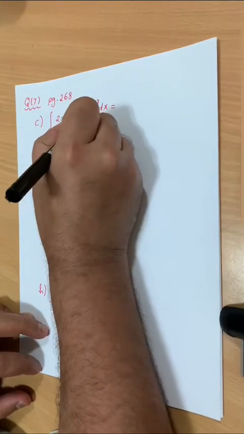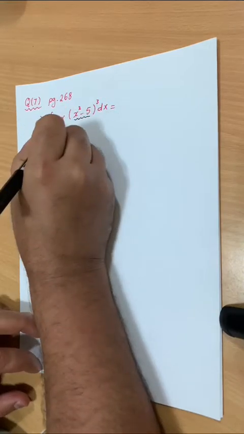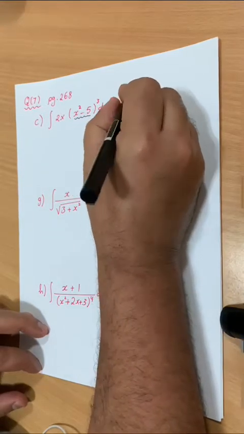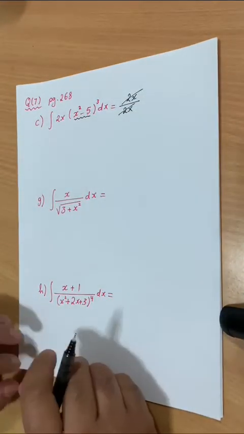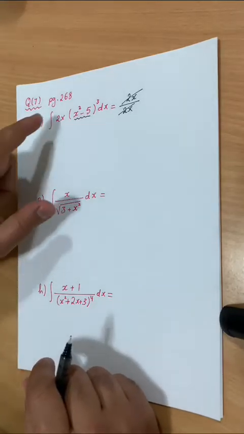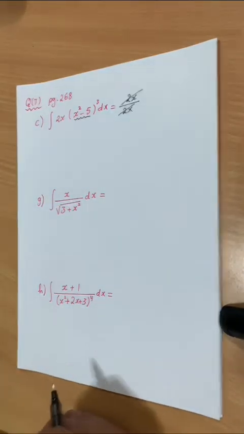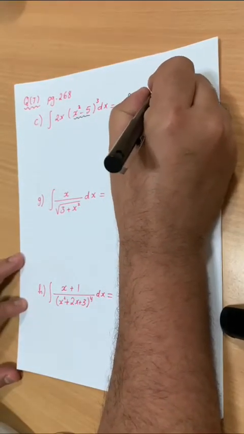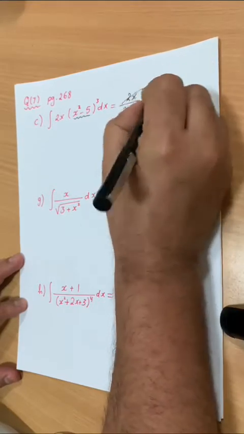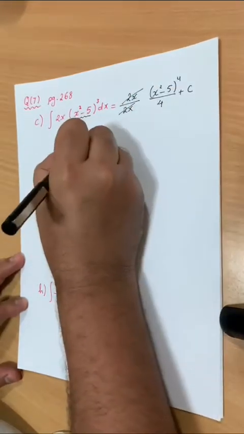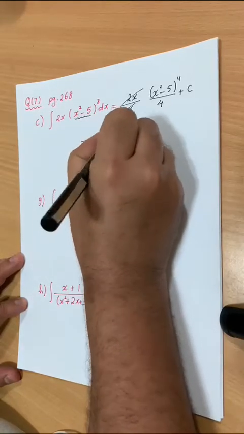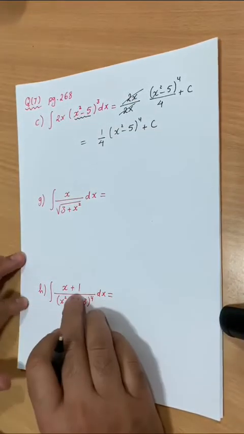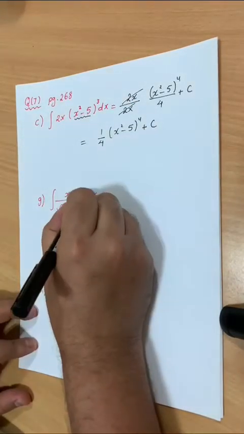Integration of 2x (x squared minus 5) all to the power of 3. The derivative of the expression is 2x, and 2x is given to you. So 2x divided by 2x, they will cancel. I know I said you couldn't divide by the derivative, but this is just to compare the derivative. Then add the power by 1: (x squared minus 5) all to the power of 4 over 4 plus c. So the answer is a quarter (x squared minus 5) all to the power of 4 plus c.